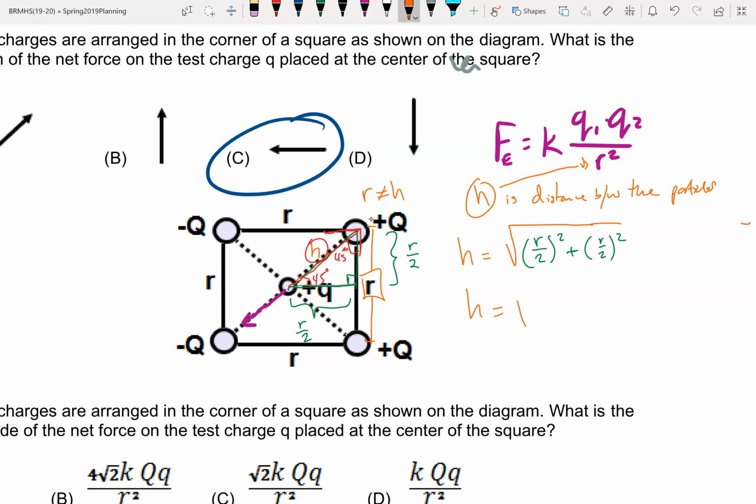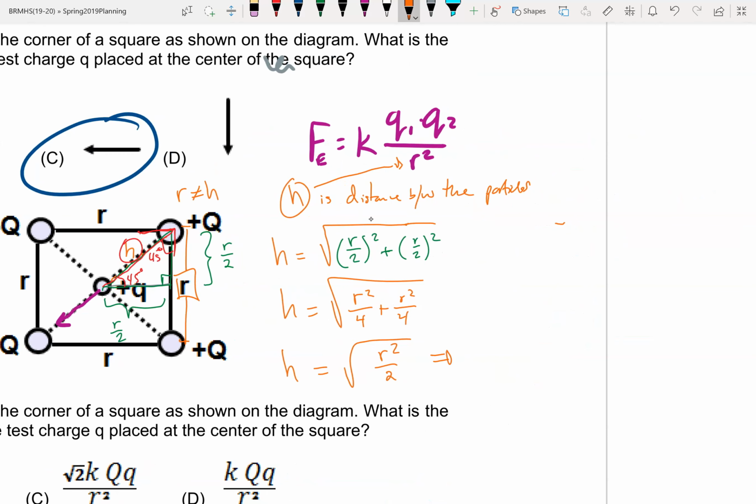I'll work that out real quick. I got the square root of r squared over 4 plus r squared over 4. Or that's going to be the square root of twice r squared over 4, which is the same as r squared over 2. Which then also means that h squared is r squared over 2. And that's what we're going to want because h is the distance between those two particles, which is our r, and r squared will be h squared.